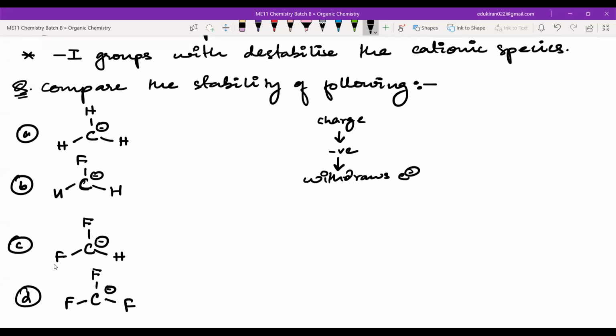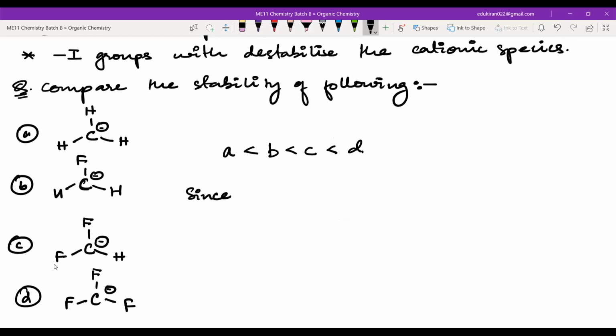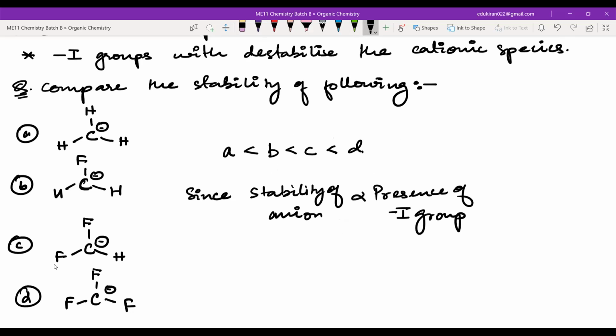Now, how can someone withdraw a negative charge? They should withdraw electrons. That means you're looking at the electron withdrawing groups, the minus I groups. If I compare here, A has none of the minus I groups, that means hydrogen. B has one minus I group, C has two, and D has three. So we can say that A is the least stable, followed by B, followed by C, and then D, since stability of anion is directly proportional to the presence of minus I group. In this question, we have compared the same groups, and we are increasing that group. Please write this down.